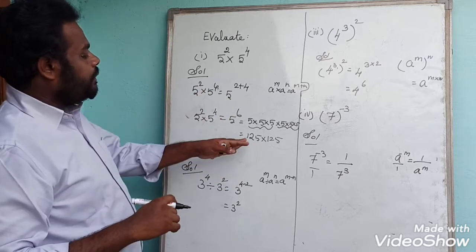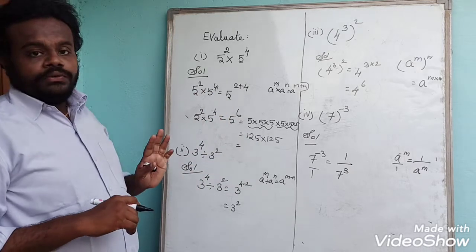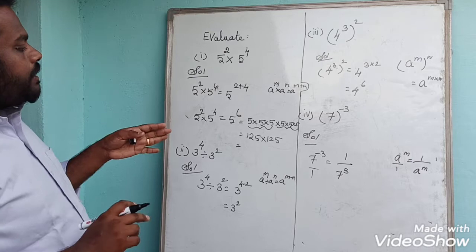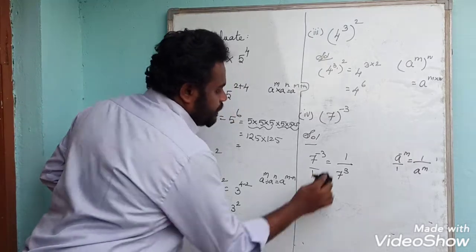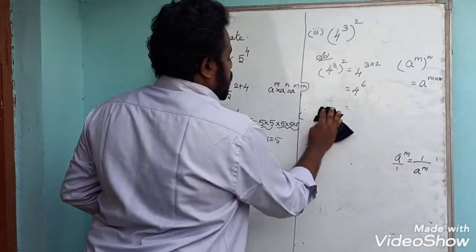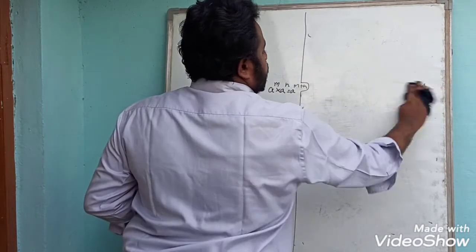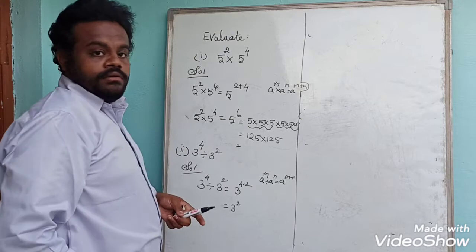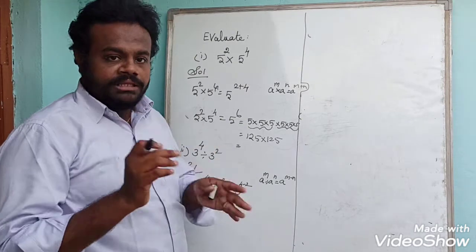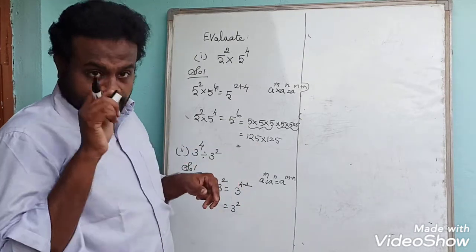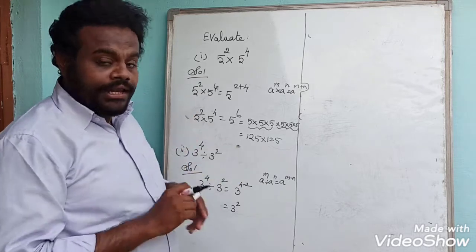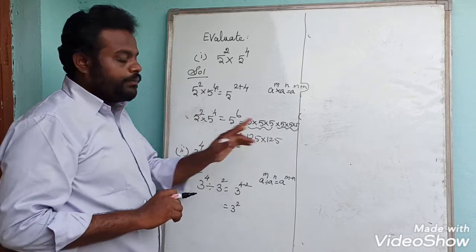So we have to multiply 125 into 125. In this case, I will show one shortcut method to you: how to multiply by squaring a number that ends with 5. So I show one technical method. For numbers that end with 5, you have to use squaring. For example, 125 into 125.